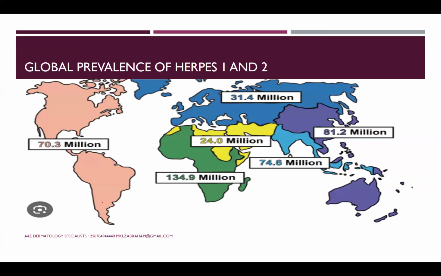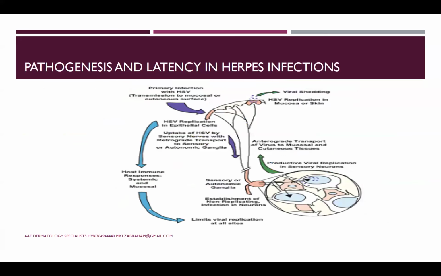As we said earlier, herpes has a global prevalence, and if you look at this map, you see that we have over 70 million cases in the USA. We have in Africa over 134 million cases that are reported, and this shows you how common the virus is. That means that almost 8 out of 10 individuals you see, when you test them for seropositivity, they should have this virus in their body.